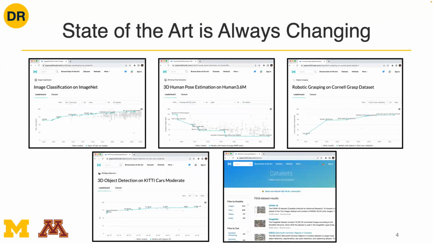So just to look at a few examples of how the state of the art is changing, I just took a few snapshots from some benchmark data sets and challenges within deep learning, broadly in the context of robotics and computer vision. These are taken from a website called Papers with Code, which is a great resource for finding interesting papers and implementations of papers if you wanted to build upon some of the results that you see.